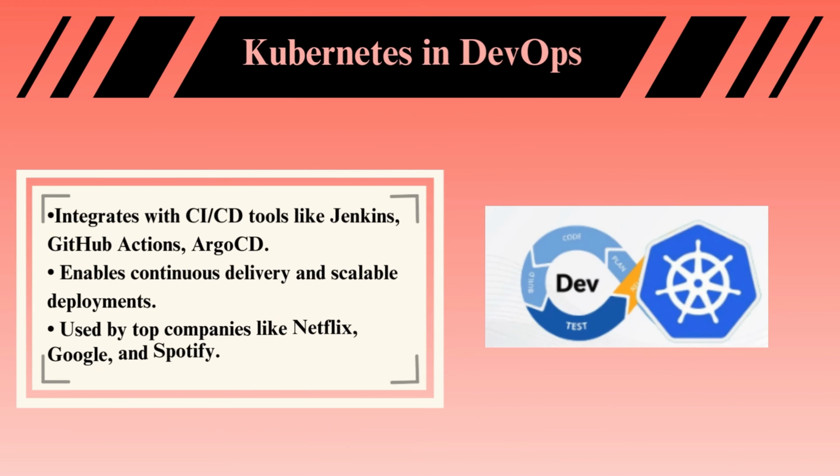In DevOps, Kubernetes is the backbone of modern CI/CD pipelines. It integrates with Jenkins, GitHub Actions, and Argo CD for continuous deployment. From Git, you push, build a Docker image, push to the registry, then Kubernetes deployment. That's why companies like Netflix, Spotify, and Google use Kubernetes to manage thousands of containers in production.